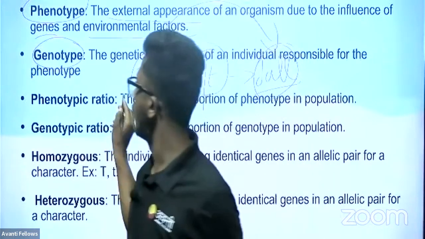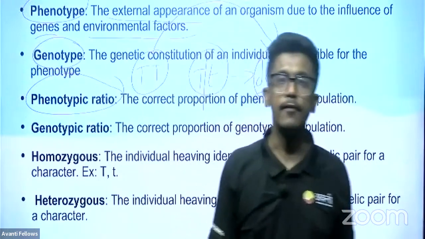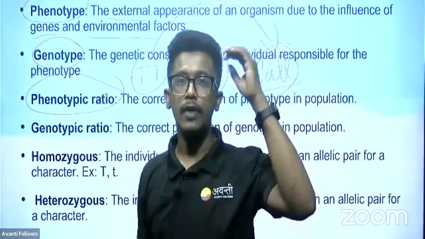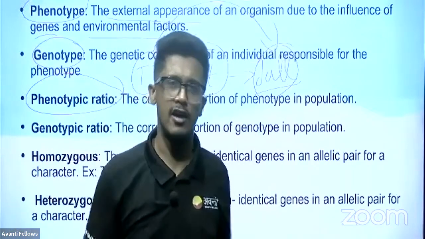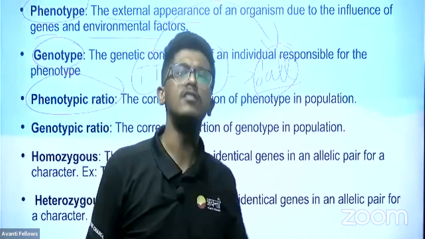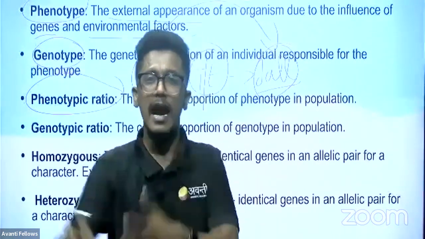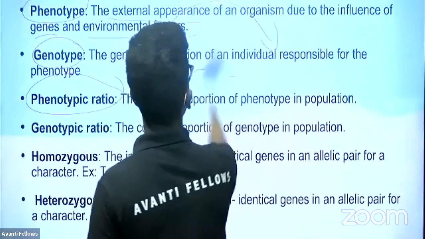Next one is, what is phenotypic ratio? Now, for example, we have a parental generation and we have a filial one generation, the F1 generation, and the F2 generation. F1 generation is children, F2 generation is grandchildren. You understand my point? So we know that we have parents.